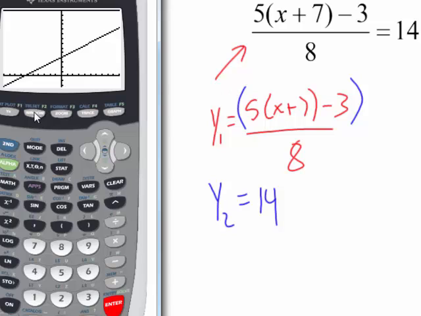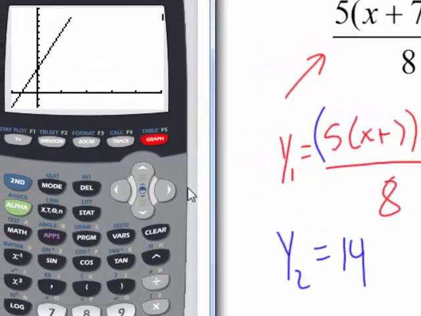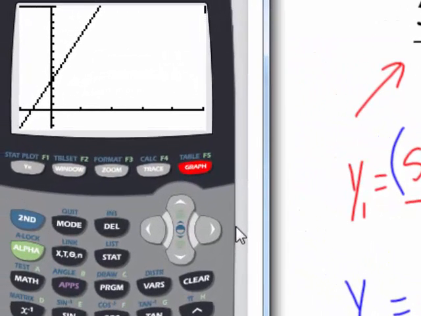So I'm going to go to my window and I'm going to change my x max. Instead of going to 10, I might jump it to like 50 just to make sure I get it in there. Instead of counting by ones, let's count by 5s or 10s. I'm going to go 10s. All right, graph again. There's my first graph. There's my second. So it's way up here.